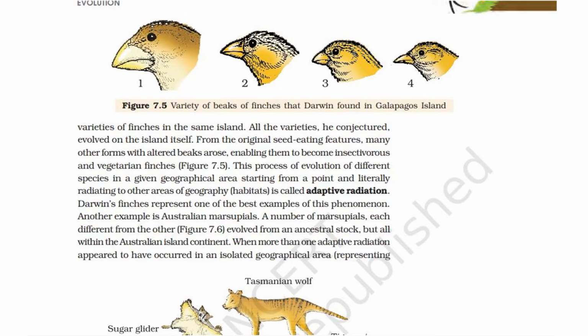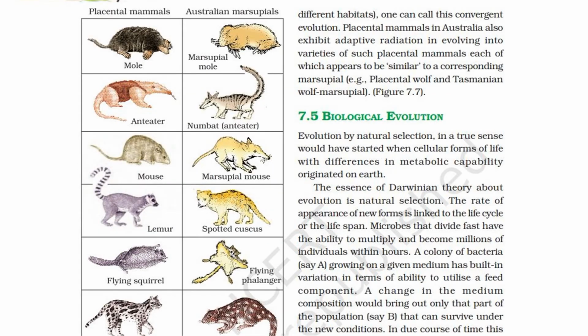This process of evolution of different species in a given geographical area starting from a point and literally radiating to other areas of geography, habitats, is called adaptive radiation. Darwin's finches represent one of the best examples of this phenomenon. Another example is Australian marsupials. A number of marsupials, each different from the other, evolved from an ancestral stock, but all within the Australian island continent. When more than one adaptive radiation appeared to have occurred in an isolated geographical area representing different habitats, one can call this convergent evolution.